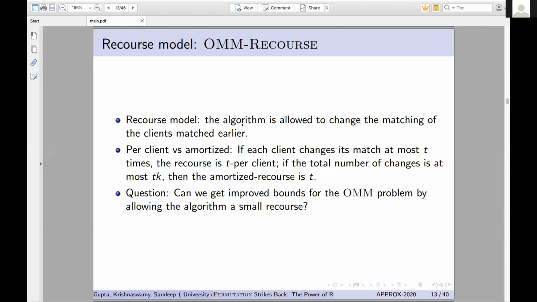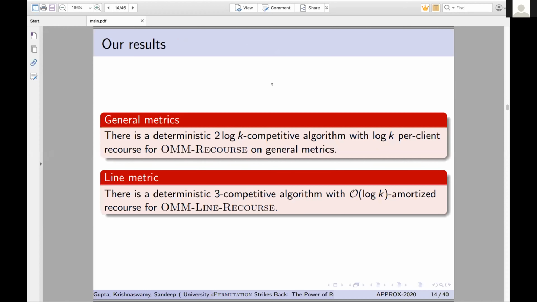So our main result is that you can get improved competitive ratios if you allow a modest recourse. For general metrics, if you allow log k recourse per client, you get an order log k competitive algorithm. Recall that for general metrics, the best is a 2k minus 1 competitive algorithm with no recourse. But here you can get log k. And for line metrics, we get an order 1 competitive algorithm with log k recourse. This is our main result on the line metrics.